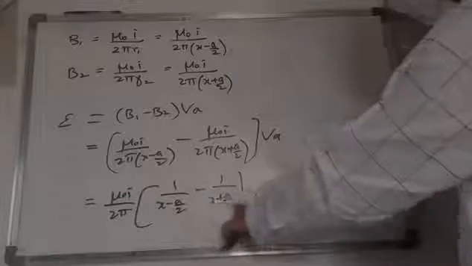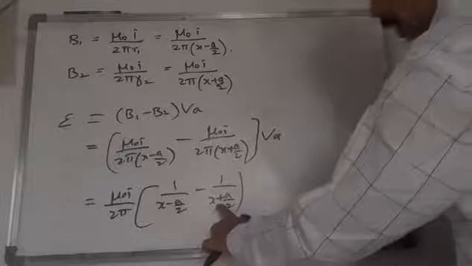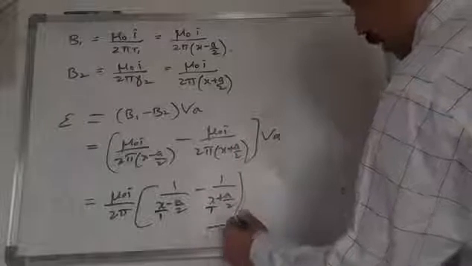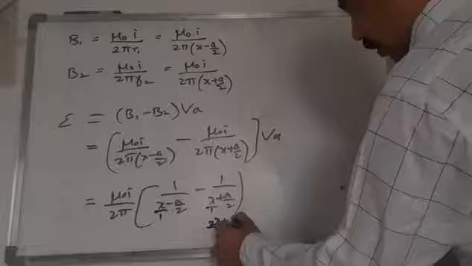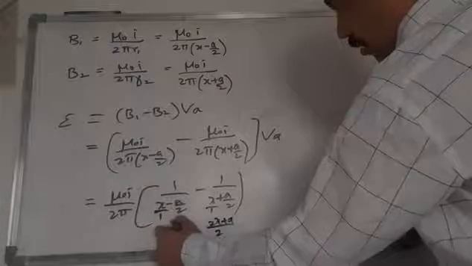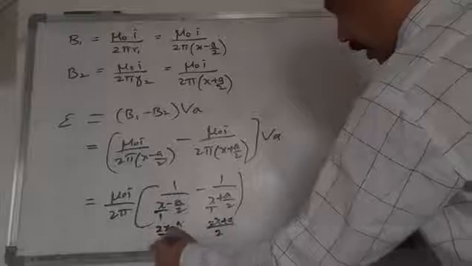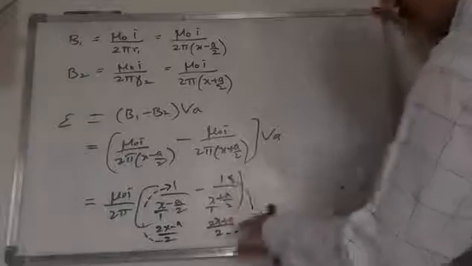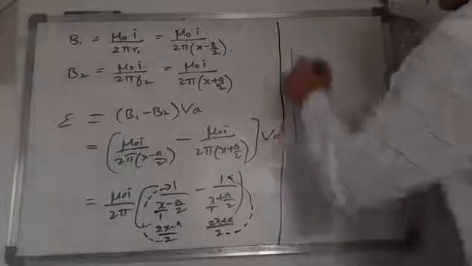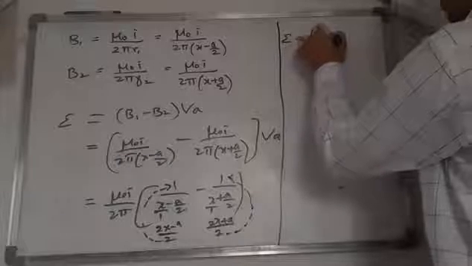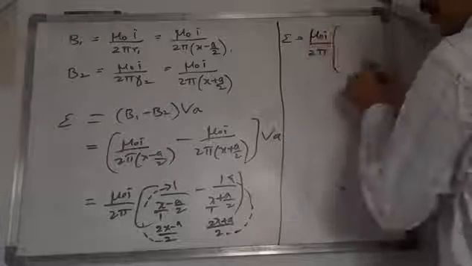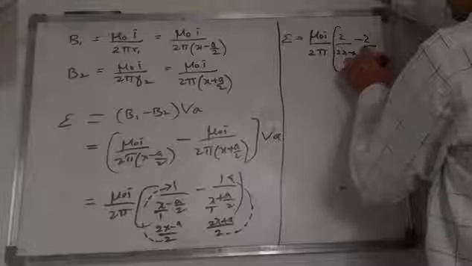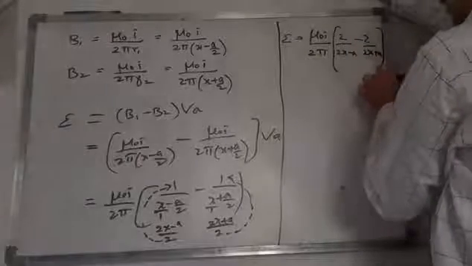If you take the LCM in the denominator, x by 1 is there in both, so the LCM is 2. You will get 2x plus a here, and 2x minus a by 2 here. These two get reciprocated. When the 2 gets reciprocated, you get E is equal to mu naught I by 2 pi into (2 by 2x minus a minus 2 by 2x plus a) into VA.